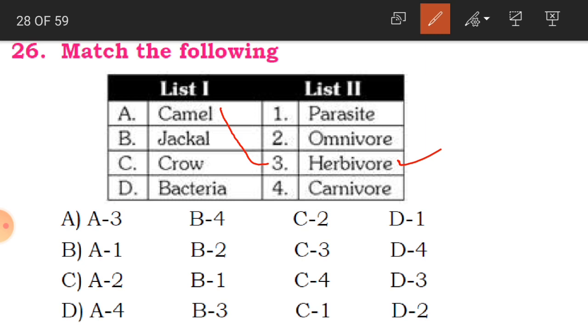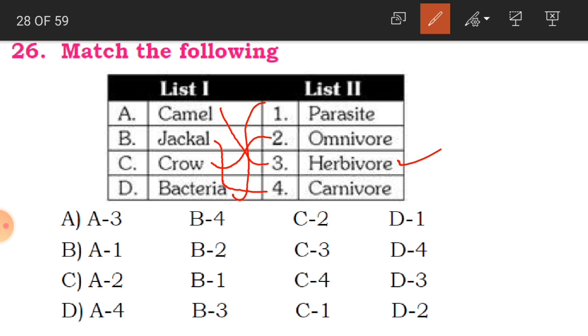Then B, jackal. What is it? Is it omnivore, herbivore, carnivore or parasite? So jackal eats animal flesh. So that is why jackal will match with the fourth option. Crow. As we just gave an example before, it can eat both, either plant or an animal. So it matches with the second option. And bacteria. What is bacteria, children? Which lives in our body or on our body? That is invisible, which we call a parasite, which matches with the first option.